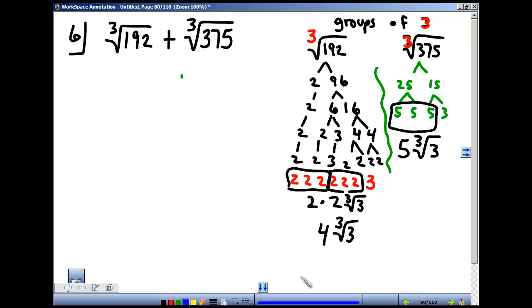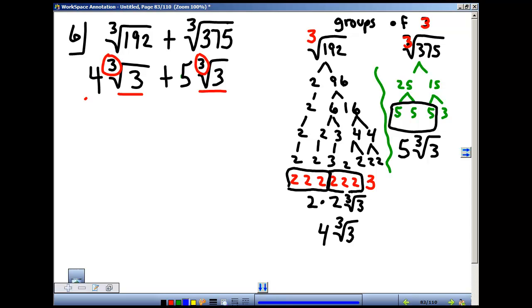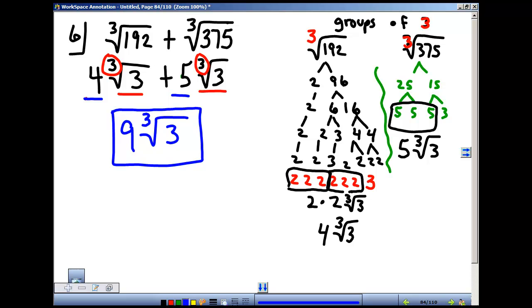So my first term is 4 times the cube root of 3, and I'm just going to plug this up here underneath 192 since it's the same thing. I'll plug 5 times the cube root of 3 up here under cube root of 375. Since the radical number under the radical is the same, and the indexes are the same, I can now add the coefficients together, and 5 plus 4 is 9. So my answer is 9 times the cube root of 3.